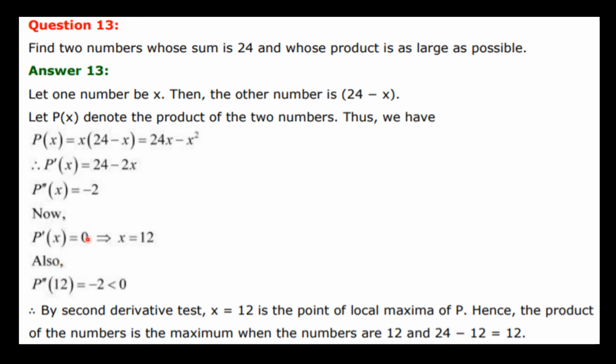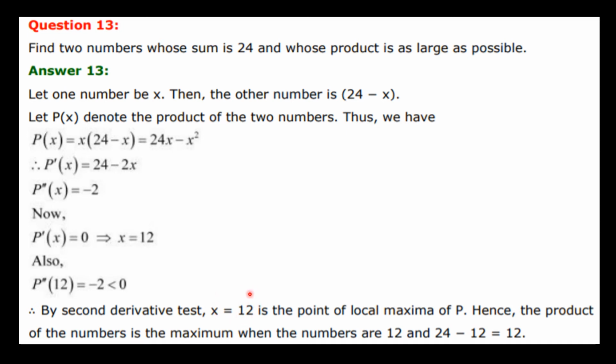Also, here p double dash of x is equal to minus 2, which is less than 0. So it has a maximum value. Without substituting, it is automatically negative. So it has a maximum value. Therefore, what can you say by the second derivative test? When x is equal to 12, it is a point of local maximum. It is said to be a point of local maximum.